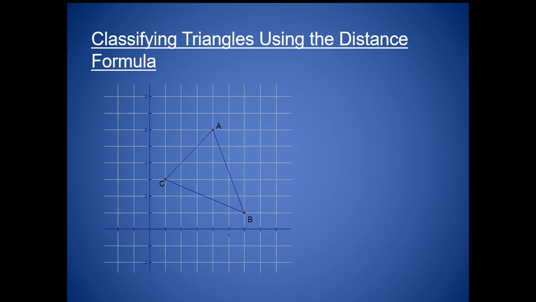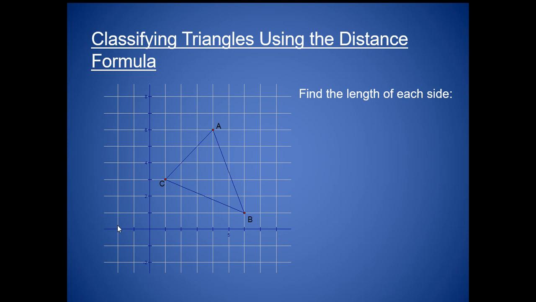Okay, now let's go to the other one. How can I classify triangles using the distance formula? If I have a triangle ACB, I want to see if this triangle is right, isosceles, or equilateral. To know that, I need the measures of the sides. It means I need to find the distance between A and C, the measure of the segment AC. Distance means the measure of the segment. What is the measure of AB and of BC? And then we compare.